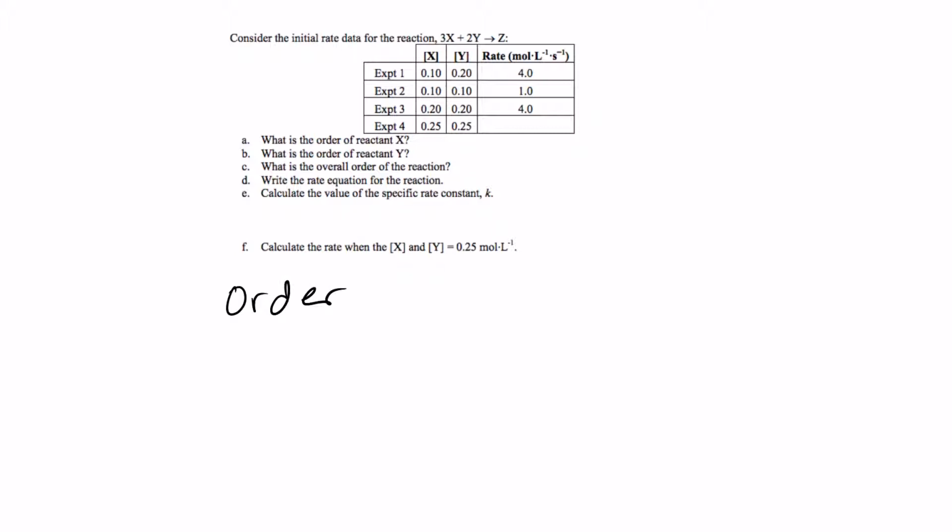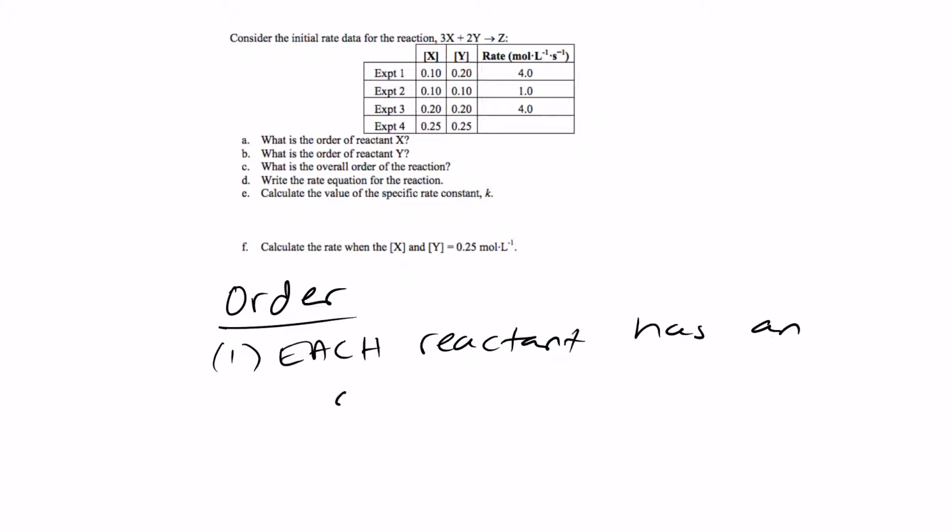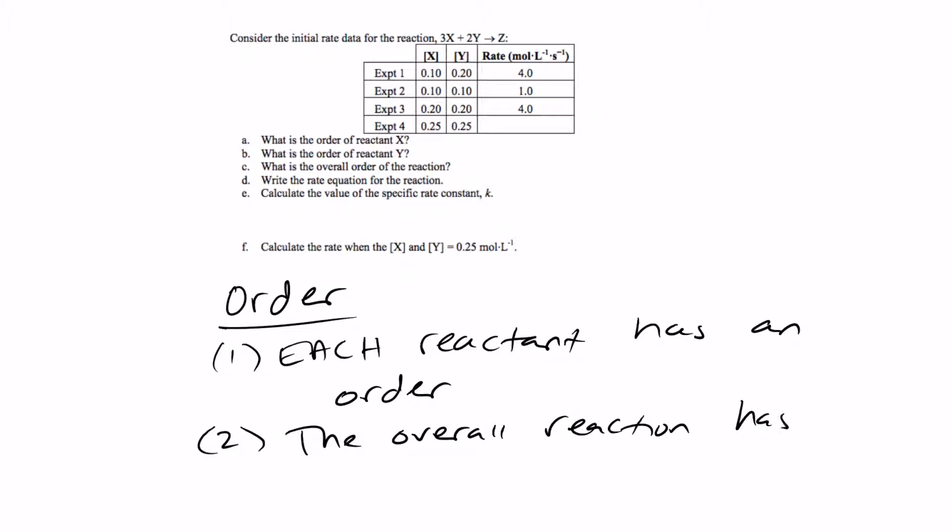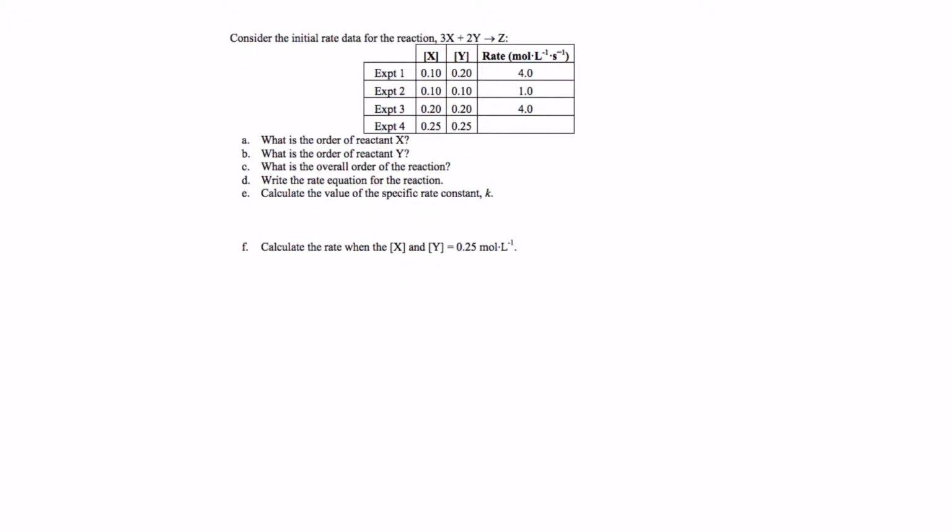Okay, what is this order business? Order is basically a unique feature for a reactant. So each reactant has its own order, and that's going to dictate the effect of that reactant on the speed of the reaction, or the rate of the reaction. You can also figure out the overall order by adding up all the individual reactant orders. So it's just addition when you're figuring out the overall order.